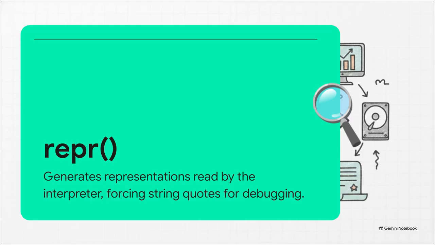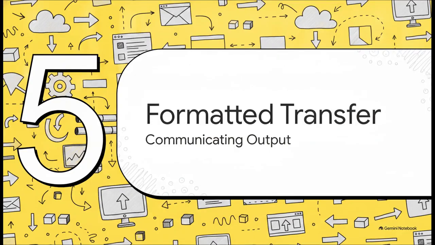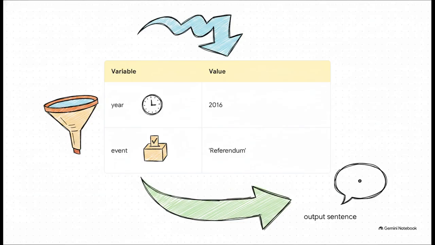So why is this a superpower? Well, if you have a string that says 123, repr will forcefully display those string quotes around it right in your console. It leaves zero doubt. It's basically your ultimate human-in-the-loop evidence check to instantly verify if your data is text or a real mathematical integer. Section 5. Transfer. Formatted communication. Let's move on and see how this all builds into our final step.